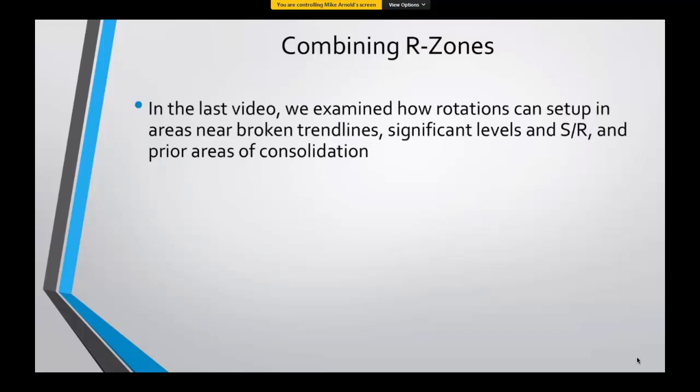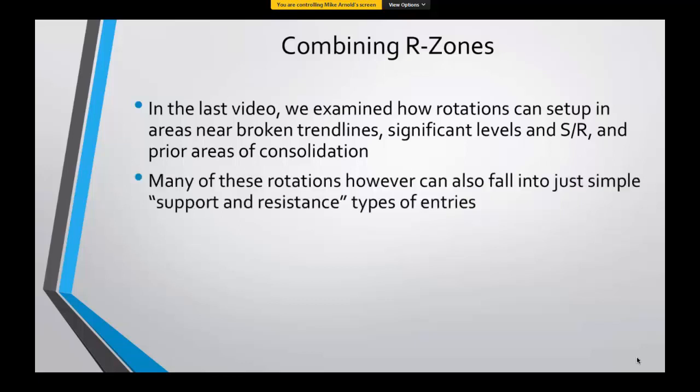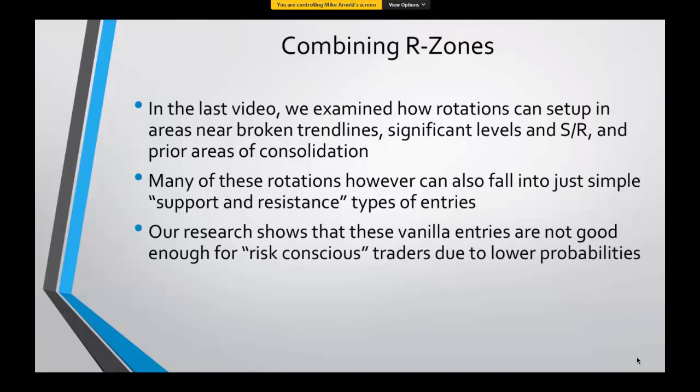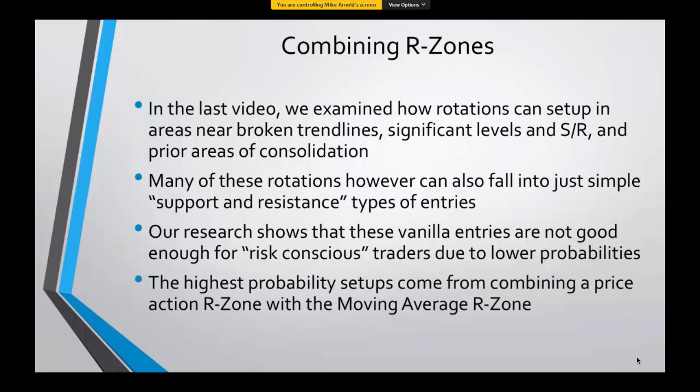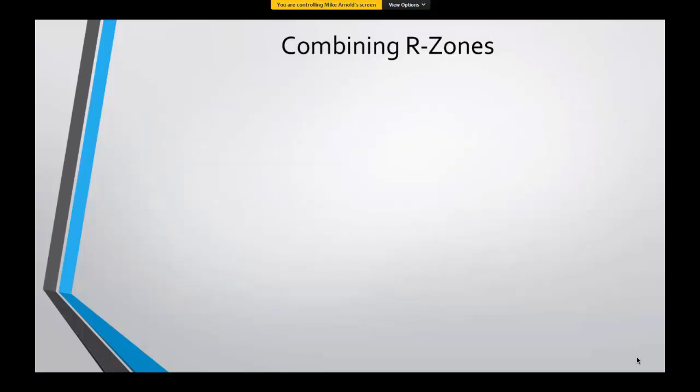Again, in the last video, we examined how rotations can set up in areas near broken trend lines, significant levels, and support and resistance in prior areas of consolidation. Remember, kiss the trend line goodbye was the broken trend lines, significant levels, support becoming resistance, etc. Many of these rotations, however, can also fall into just simple support and resistance types of entries. Our research shows, and we don't teach you anything that hasn't been researched, that these vanilla entries are not good enough for risk-conscious traders due to lower probabilities. The highest probability setups come from combining a price action R zone with the moving average R zone.